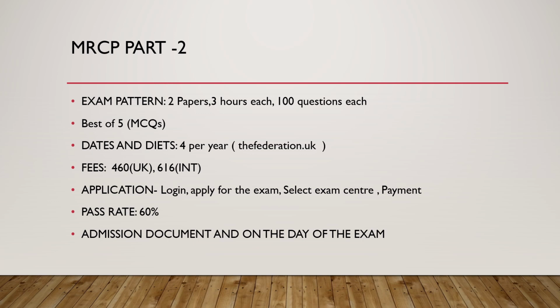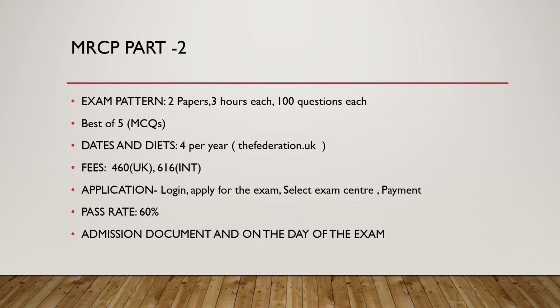Coming to MRCP part 2, the exam pattern is similar. That is 2 papers, 3 hours each, 100 questions each. Best of 5 MCQs. So the dates and the diets, 4 per year, you can check on the federation.uk website. The fees are £460 for UK centers and £616 for international centers. And the application is in the same way. You have to log in to your MyMRCP account, apply for the exam in the upcoming exam section, select your exam center, and payment, and that will be done.